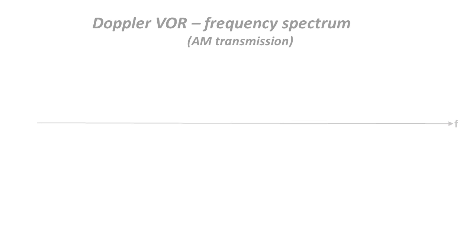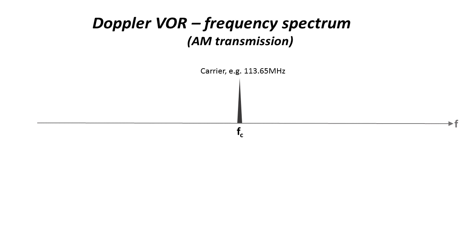Let's have a look at the Doppler VOR's frequency spectrum. Both variable and reference signals are actually carried on an AM transmission, although the variable signal is an FM subcarrier. In the centre is the AM carrier frequency, somewhere between 108 and 180 MHz with a channel spacing of 50 kHz, although the bottom 4 MHz of the band is shared with ILS installations, so only certain frequencies are available to VORs here. For clarity, we'll just look at the upper sideband initially.